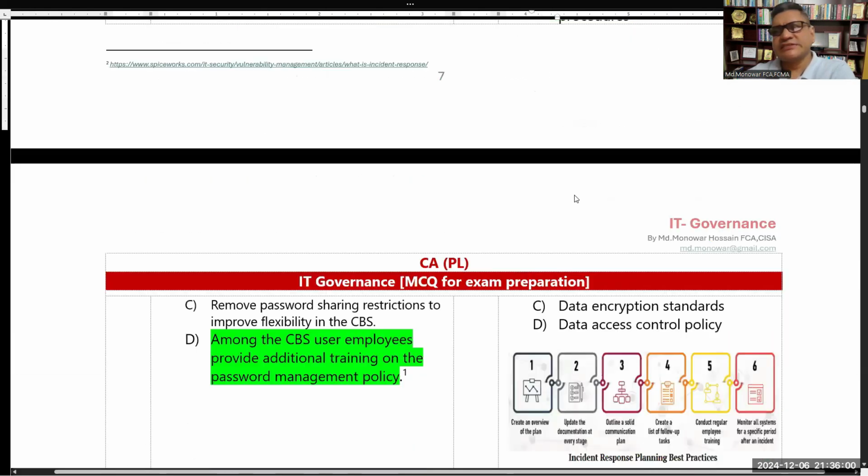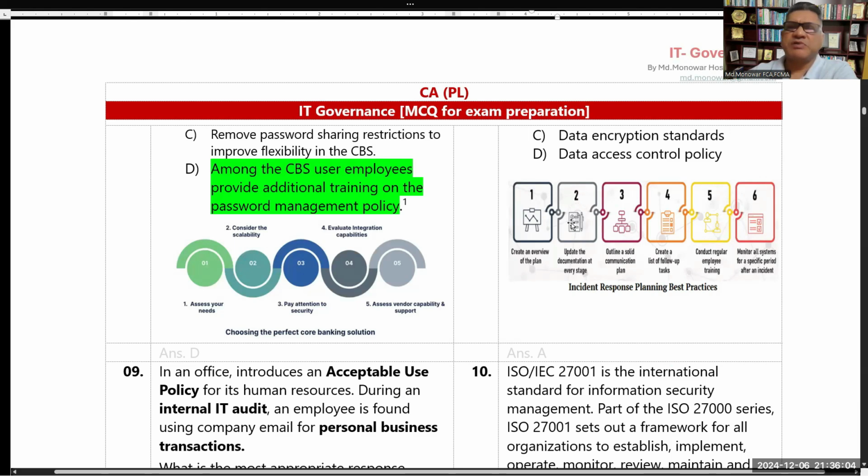Incident response plan, the world's best practices: create an overview of the plan, update the documentation at every stage, outline a solid communication plan, then create a list of follow-up tasks, then conduct regular employee training and monitor all systems for a specific period after an incident.